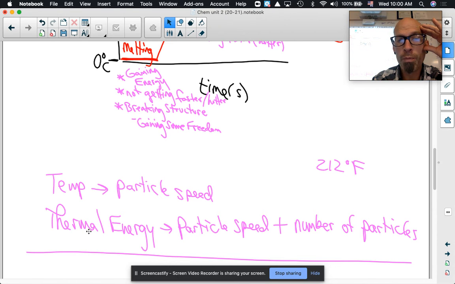Thermal energy, though, I don't call it heat. Scientifically, we usually don't call it heat. We call it thermal energy. It's like the scientific name for heat, heat energy or thermal energy. That depends on particles, not just particle speed, but also how many particles there are. The number of particles and how fast they are is what we call energy. Temperature is just how fast they are.